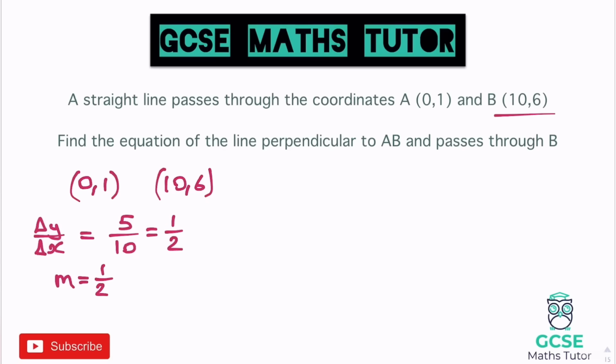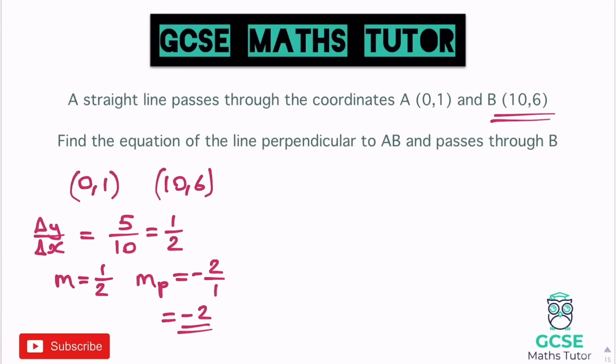So we're using this equation. So a perpendicular line, we do the negative reciprocal. So to get my perpendicular line, which I'll call MP, you flip the fraction over to get the reciprocal, so 2 over 1, and you change the sign, so it's negative 2 over 1. And negative 2 divided by 1 is just negative 2. So the gradient that we're looking at here is negative 2.